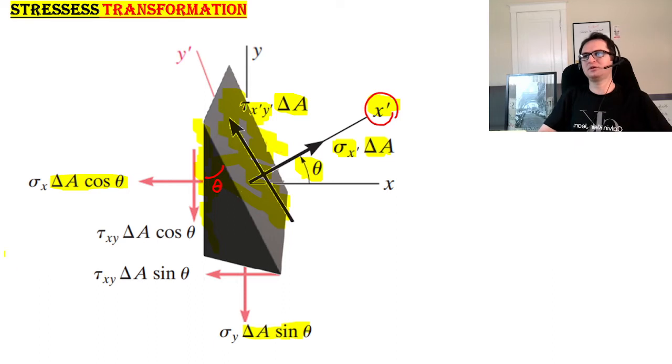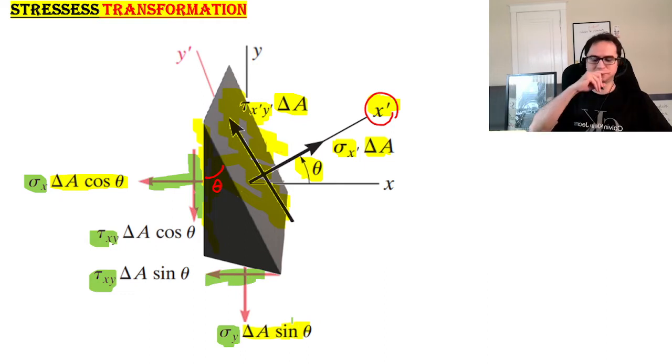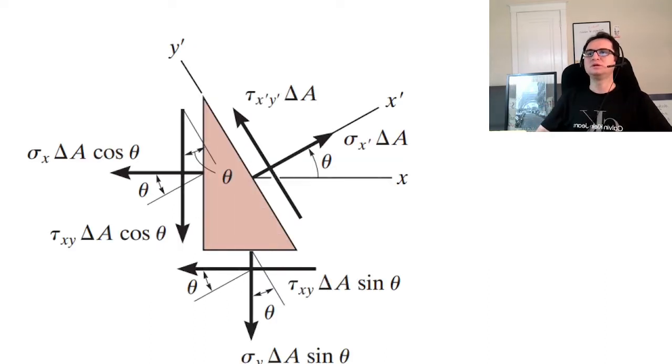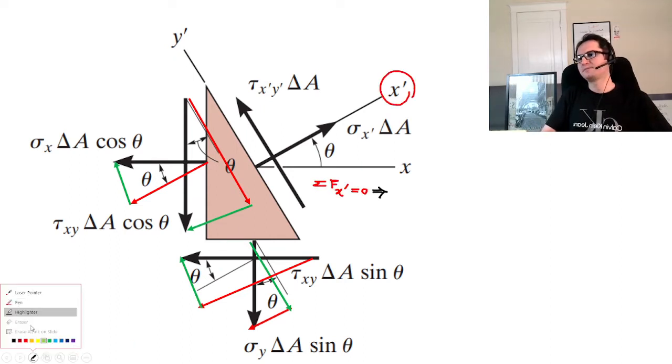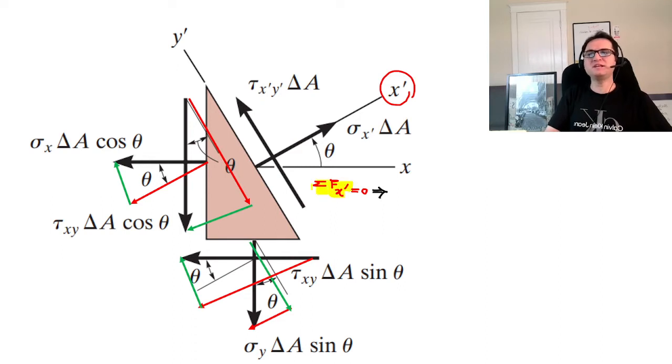Again, there are forces: a normal force and a shearing force acting on delta A cosine of theta, likewise a normal force and a shearing force acting on delta A sine of theta. Now we develop the equation of forces based on that element. The sum of forces in x prime goes to 0. So that's sigma x prime delta A.